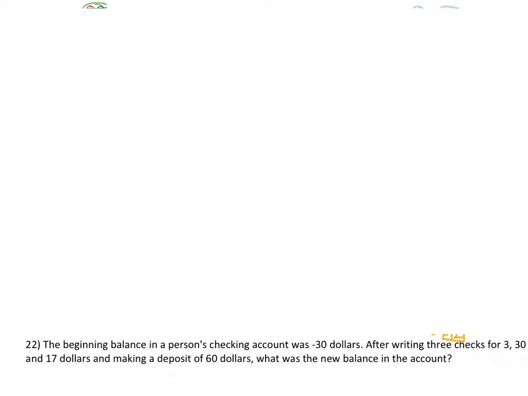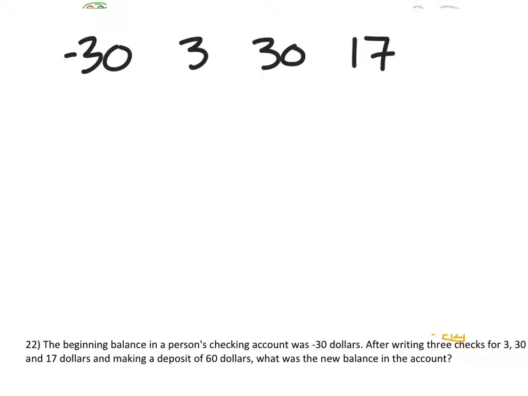The beginning balance in a person's checking account was -$30. That's not good. But it does tell us where to start. We got the -30. Then they're going to write 3 checks. So we are going to write checks for $3, $30, and $17. But then we're going to make a deposit of $60. So we just have to figure out how we're going to sign these. All of these are going to be addition, so we'll just add all of these.